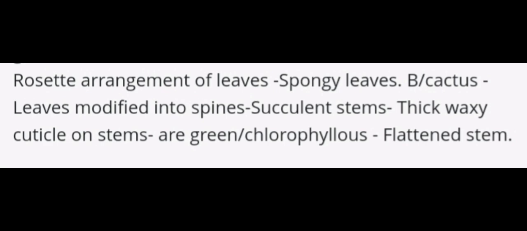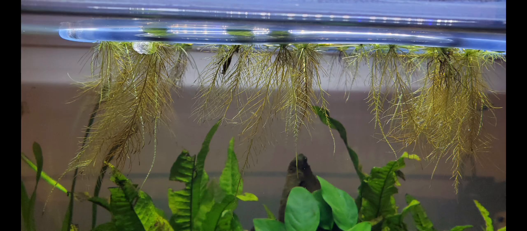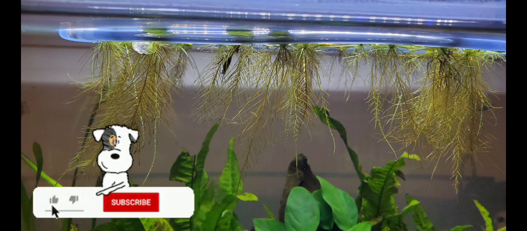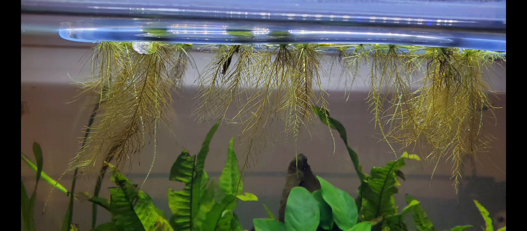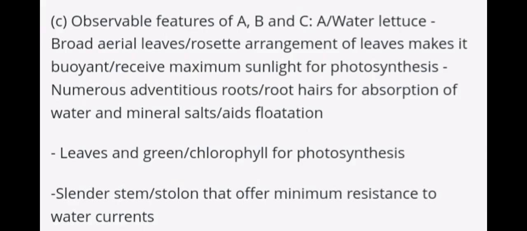All right. So in water lettuce, the broad aerial leaves or the rosette arrangement of the leaves makes it buoyant, to receive maximum sunlight for photosynthesis, and the numerous adventitious roots or the root hairs help for absorption of water and mineral salts, and also aid flotation. All right, and we said that the leaves are green and chlorophyllous. So this is for photosynthesis purposes, right?